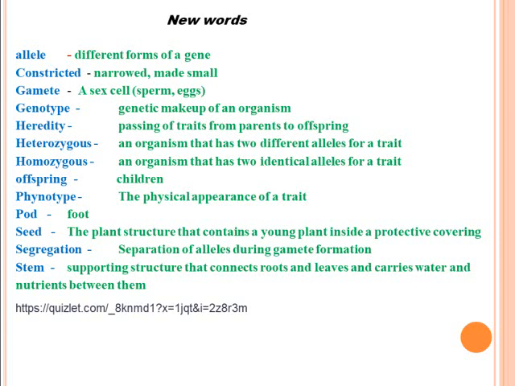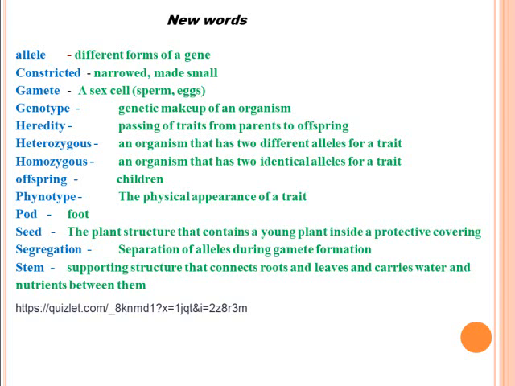Heterozygous, an organism that has two different alleles for a trait. Homozygous, an organism that has two identical alleles for a trait. Offspring, children. Phenotype, the physical appearance of a trait. Pod, food. Seed, the plant structure that contains a young plant inside a protective covering.